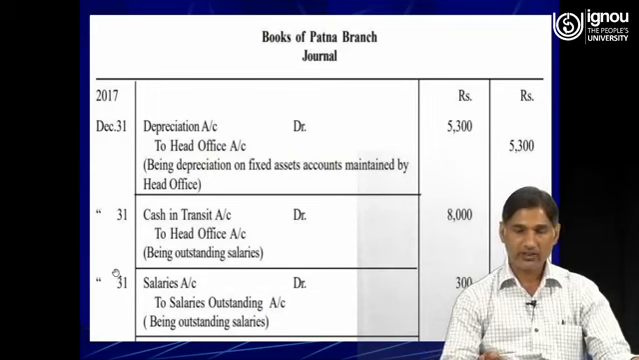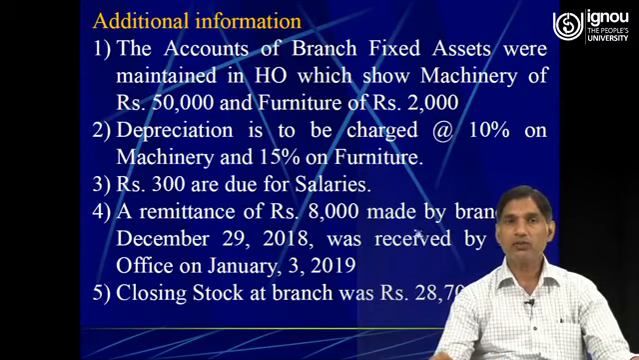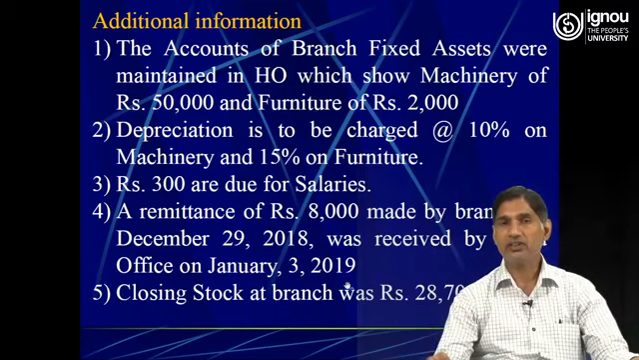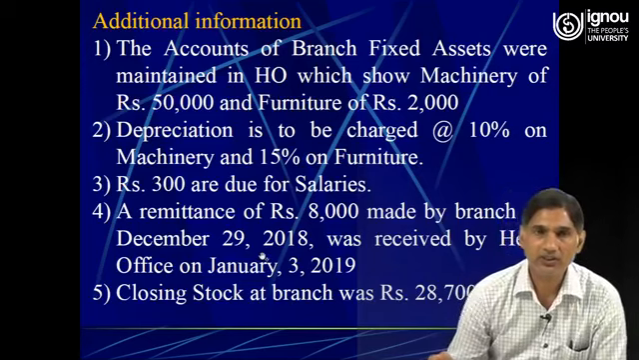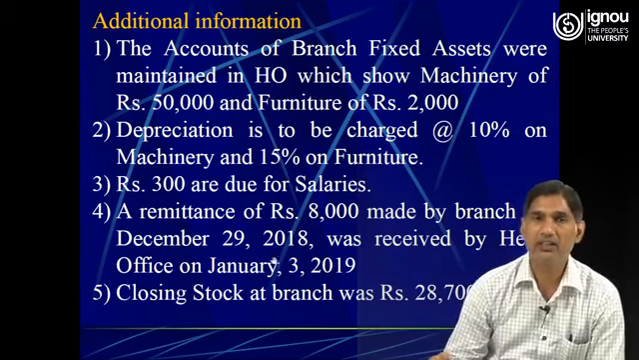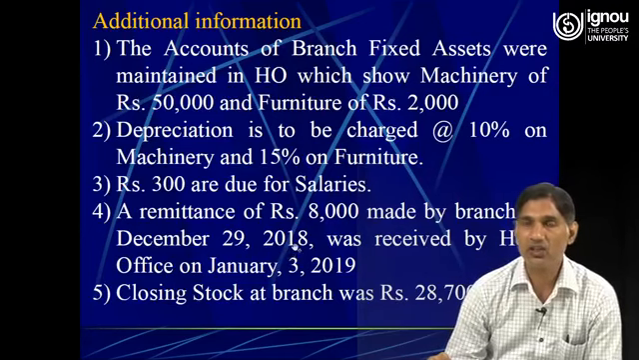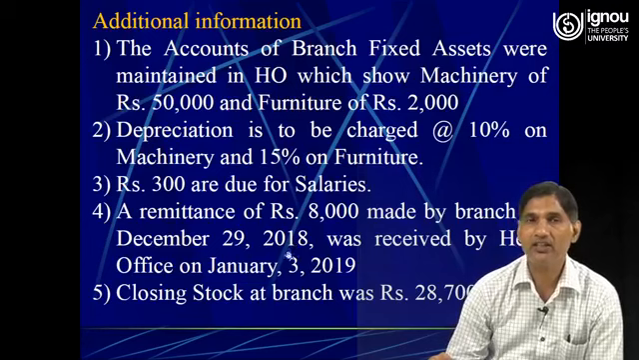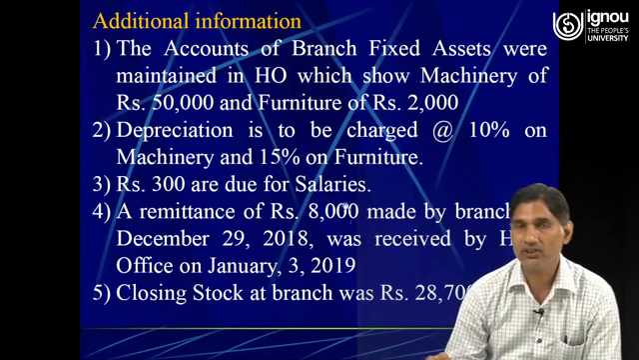Then the next one is a remittance of rupees 8,000 made by branch on December 19, 2018 was received by head office on January 3, 2019. It means at the date of 31st December 2018, which is the date for closing the accounts, the last day of the year on which we generally close the accounts, up to that date the remittance was not received by the head office. Therefore this is in transit.